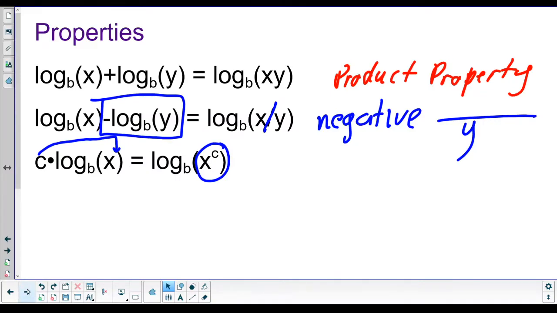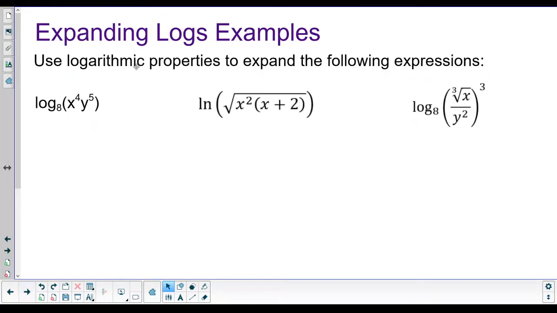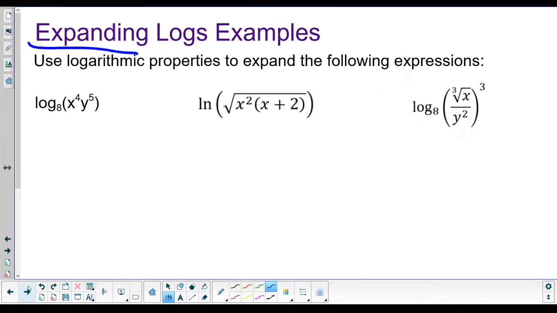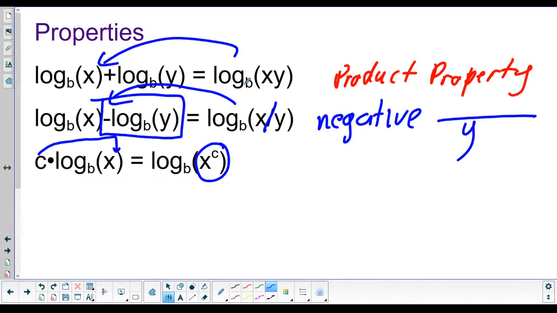All right, let's go do some examples. So we want to expand these logarithms. And that means we are going to take these properties, whoops, sorry, other way. We're gonna go that way. We're gonna take these condensed ones and split them up into multiple things. So the first thing I see in this log here is I have x to the fourth, and because it's just sitting next to this y to the fifth, that means they're being multiplied together. So what I'm going to do is I'm going to use our product property to take two things that are being multiplied together and split them into two separate logarithms.